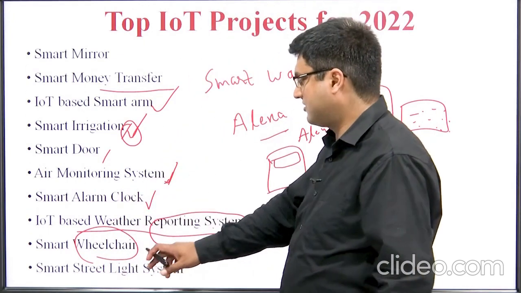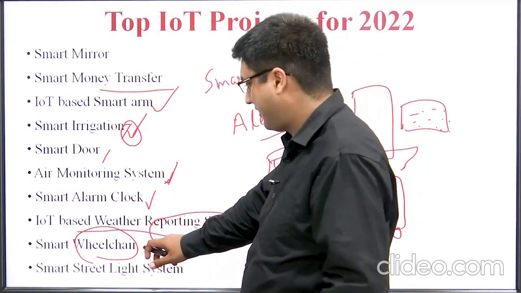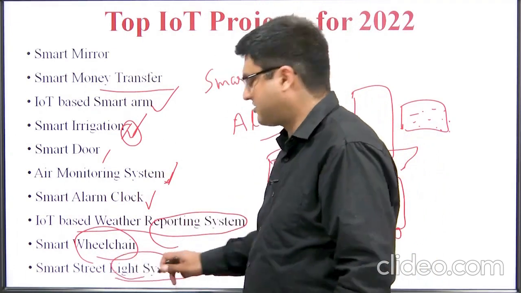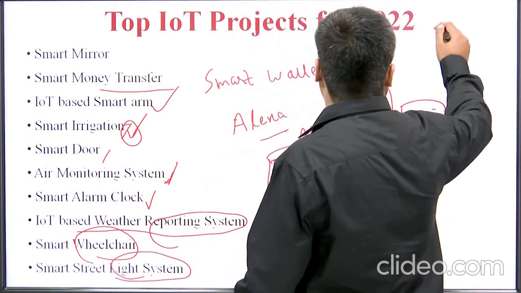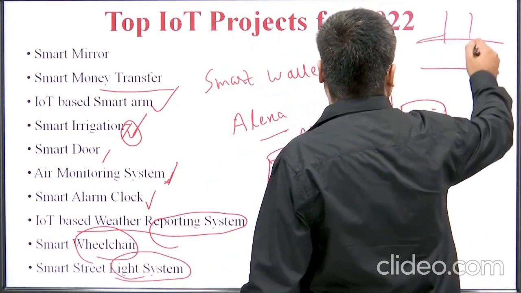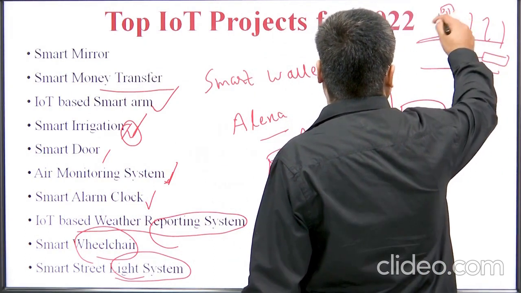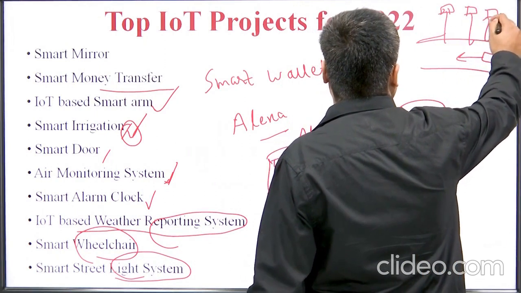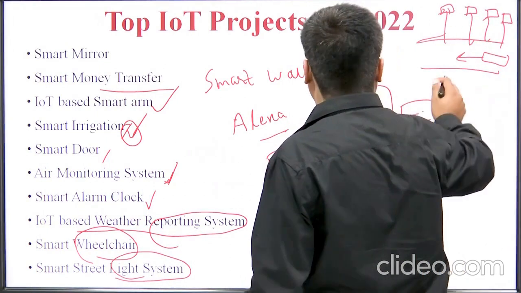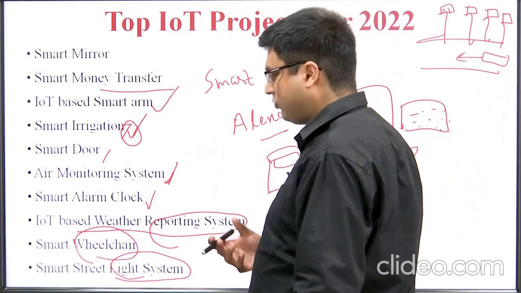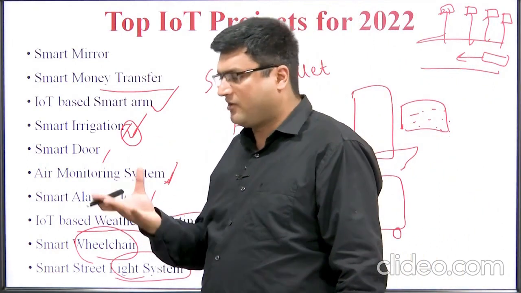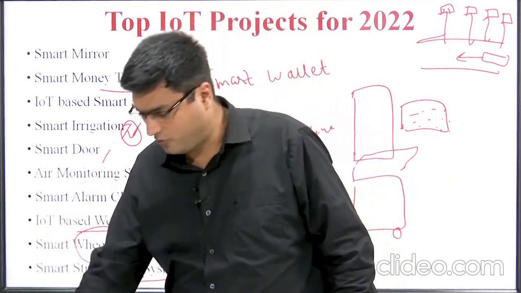You can surf the net regarding the smart street light system. Smart street light means that on a road where there are street lights, whenever a person or vehicle passes, the street light will glow. At other times it is off, to save power consumption. So that is smart lighting. According to the intensity of the light, it will glow, on and off.